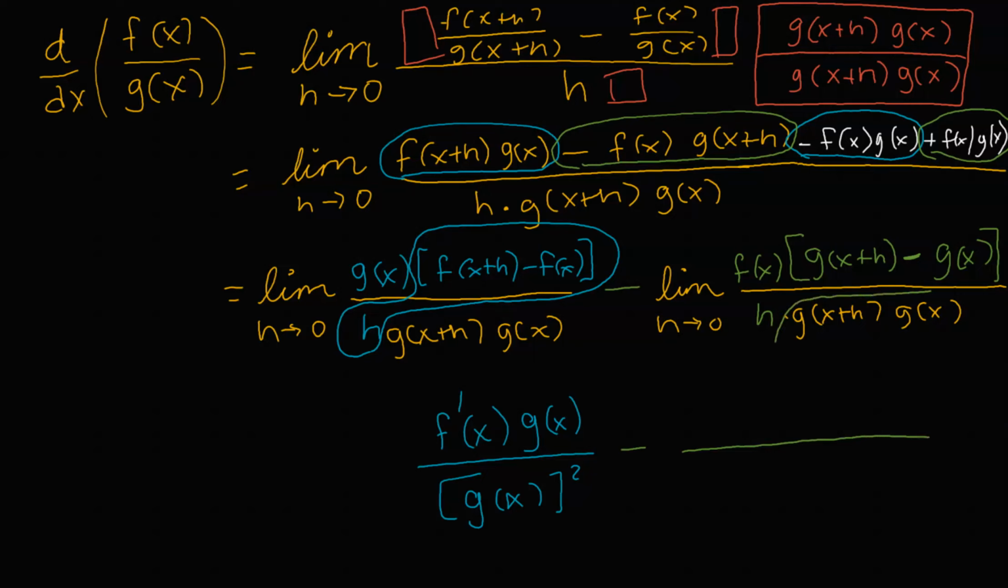And when you look at this part right here, g of x plus h minus g of x all divided by h, when h is approaching 0, that is a derivative of g multiplied by f of x. In the denominator, when h is approaching 0, g of x plus h is going to be approaching g of x multiplied by another g of x, which we now can write g of x squared.